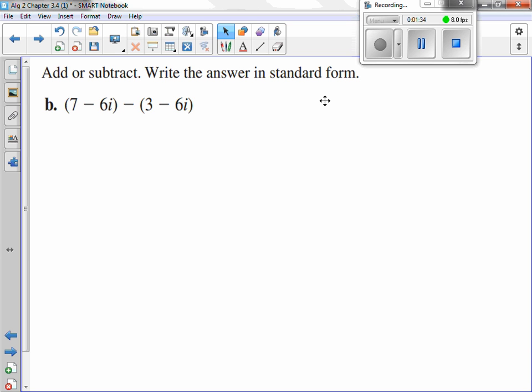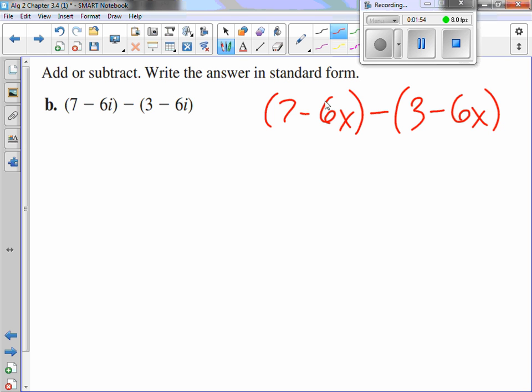One way we can think about doing this with addition and subtraction and multiplication, and we're going to get to division, is that i acts almost like a variable. So when we worked with stuff like here, if I had 7 minus 6x minus 3 minus 6x, it's going to work almost the same. They're going to work very similar to this. The only difference between how i works and variables is that we cannot have i squared. We cannot have i to a power. That's the only real difference. Everything else works very similarly.